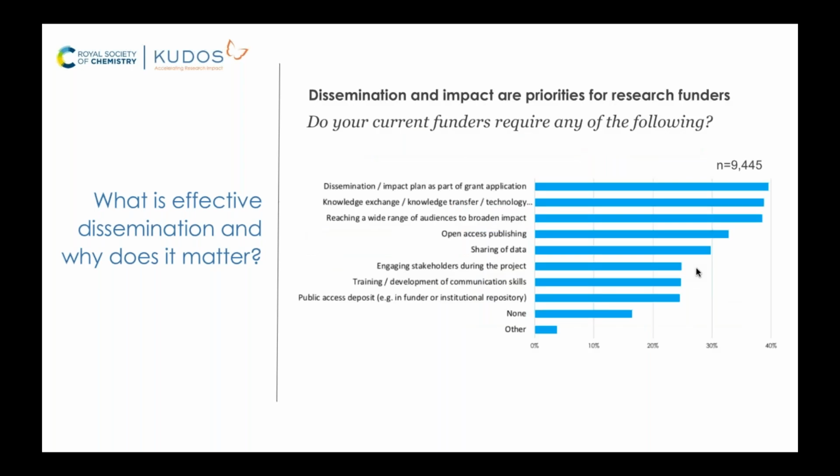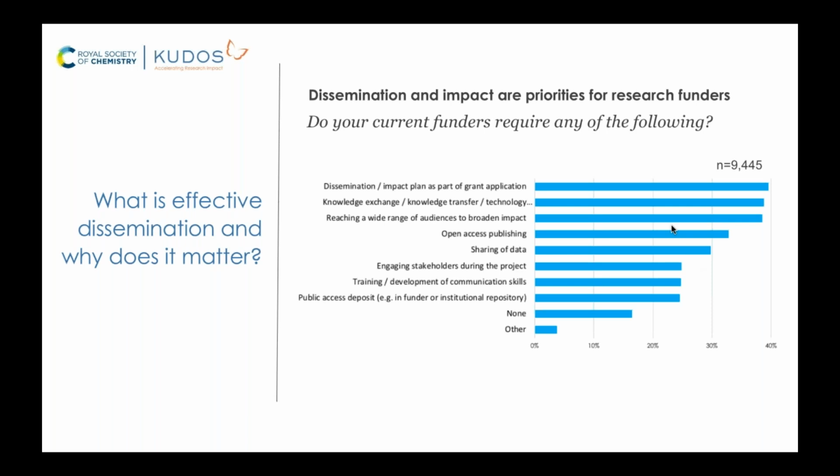To give you an idea of how important this is becoming, at Kudos we undertook a survey recently and had over 9,000 researchers responding. And this is one of the questions that we found particularly interesting. We asked whether their current funders required any of the following, and this covered things like open access, sharing data, engaging stakeholders. And you can see that top of the list, 40% of researchers said their funders required a dissemination and impact plan as part of the grant submission.